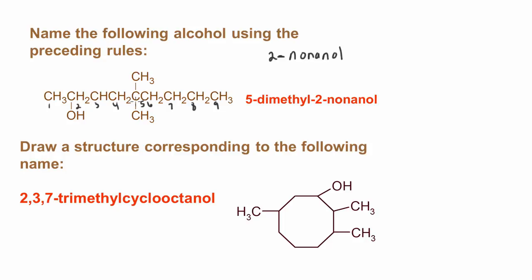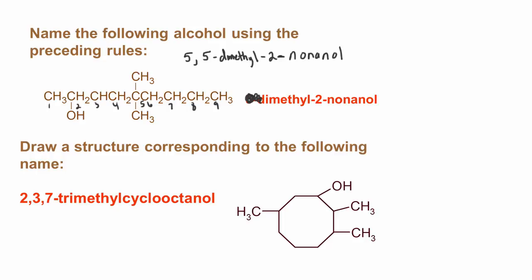And then on carbon number 5, we have 2 methyl groups. So what we have here is a 5. Actually, this here is missing the 5. So what we have here is a 5,5-dimethyl-2-nonanol. Okay, so that's how we name that.